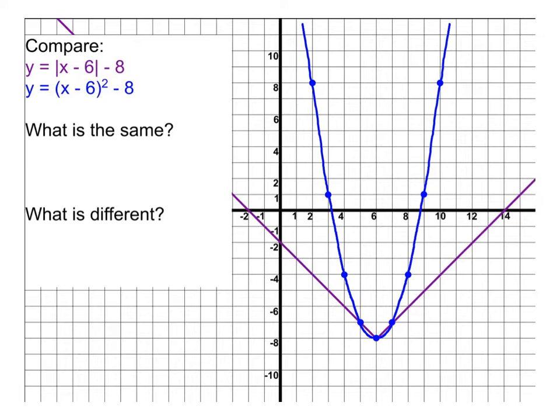What's different? Well, there's really only one thing different about the graphs, and that's the shape. Whenever you see absolute value, it's the V shape. Whenever you see x squared, whenever you see that squared in there, you know it's going to be the U shape.